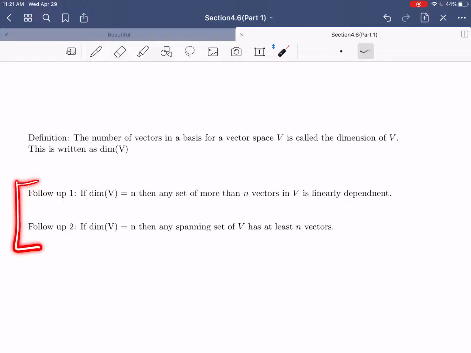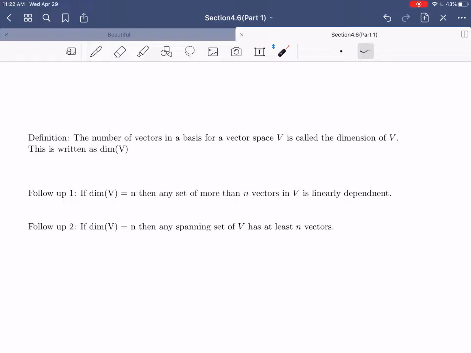As two quick follow-ups to the proof that we just did: if the dimension of V is equal to n, then any set of more than n vectors in V is linearly dependent. How do we know this? It's actually what we did to prove that first case. We showed that if you had more vectors than the basis, you're automatically linearly dependent. So follow-up 1 is just stating that that's how we proved the first case. Follow-up 2 says that if the dimension is n, so the basis has n vectors, then any spanning set has at least n vectors.